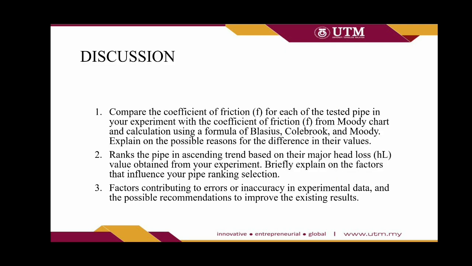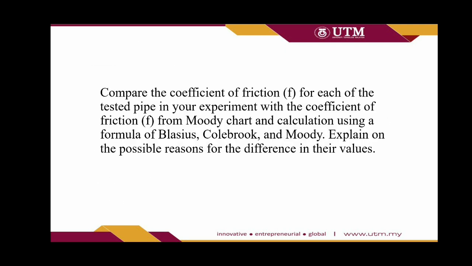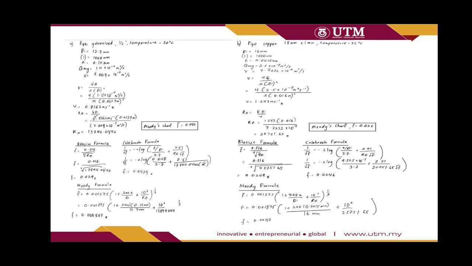So for the discussion, compare the coefficient of friction for each of the tested pipes in your experiment with the coefficient of friction from the Moody chart and calculation using the formulas of Blasius, Colebrook and Moody. Explain the possible reasons for the difference in the values.